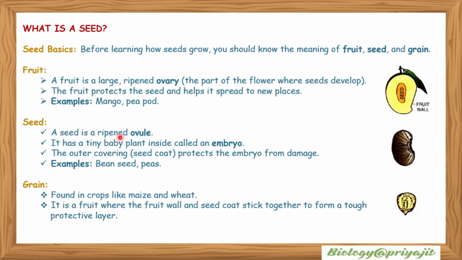Seed is a ripened ovule. It has a tiny baby plant inside called an embryo. The outer covering or seed coat protects the embryo from damage. Examples: bean seed, peas, etc.